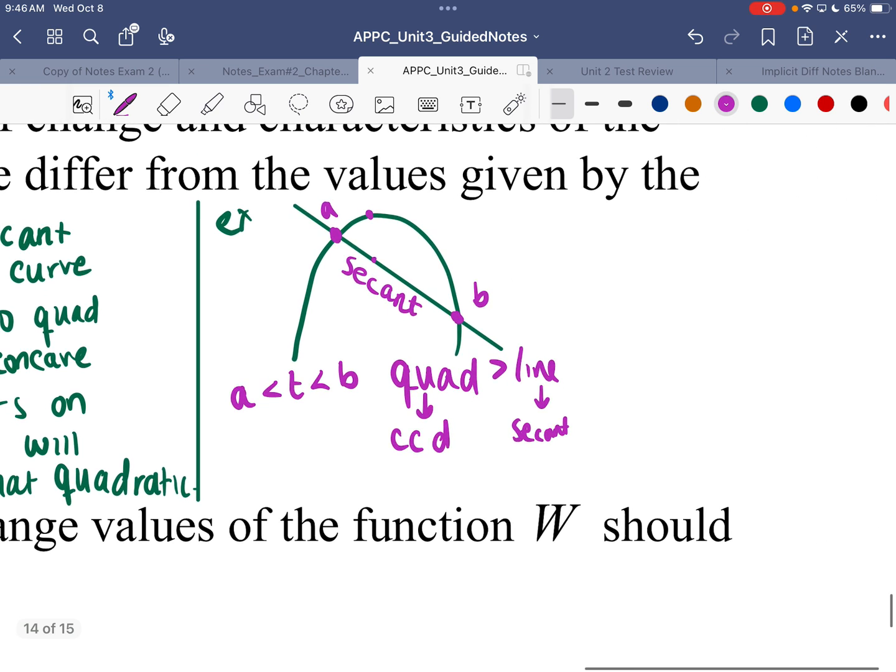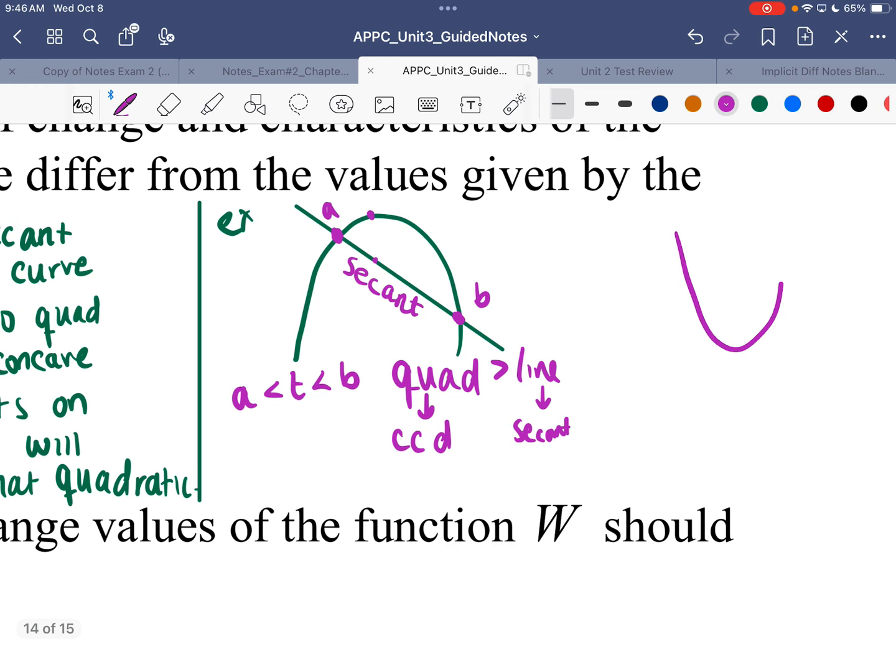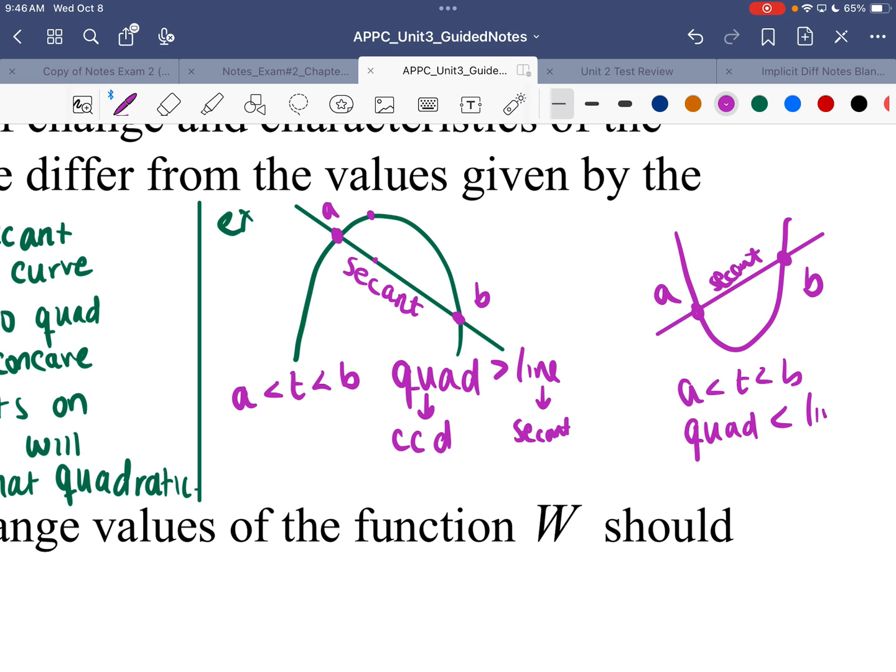When it's what we had, concave up, you have A and B. This is your secant line. Then between A and B, your quadratic is going to be less than the line because the quadratic is concave up and the line is secant.